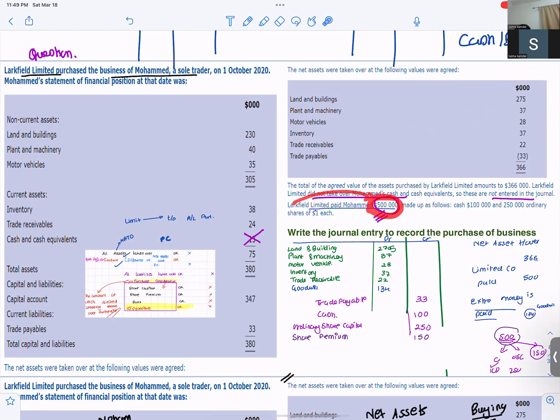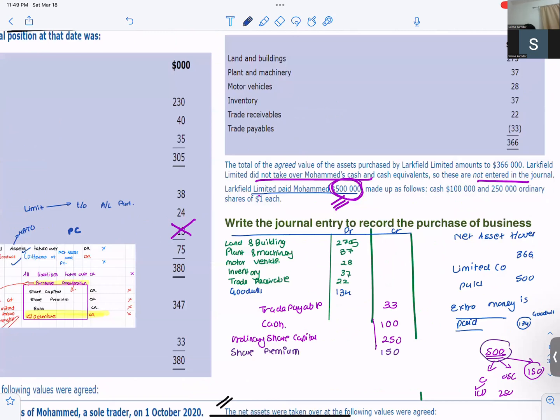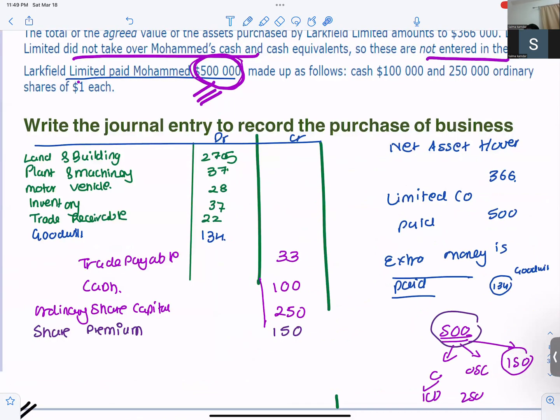This 500,000 is nothing but your purchase consideration, and the purchase consideration is made up of cash 100,000 and 250,000 ordinary shares. Let's see the discharge of purchase consideration. Purchase consideration is 500,000, and this is made up of 100,000 cash and 250,000 ordinary share capital of 1 each. So the balance 150,000 will be the share premium.